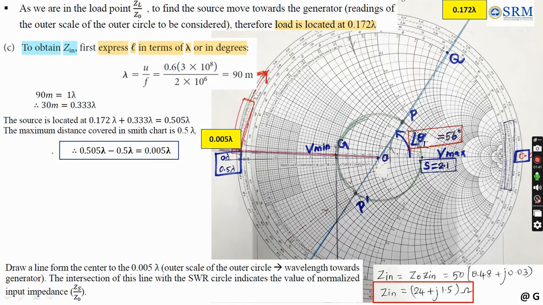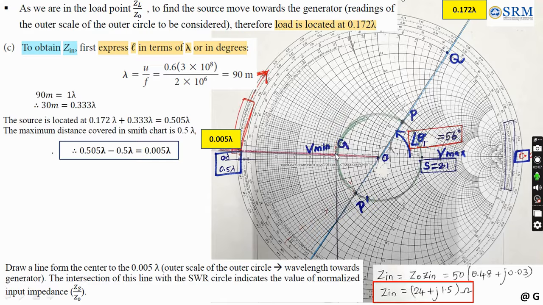Since I have highlighted here, it's not visible. So 0.005 lambda will be located here, half of this value. Here it is 0.49, that is 0.01 lambda, half of here. So we have to draw a straight line connecting this point towards the center, and wherever this straight line cuts the VSWR circle, that point is G.